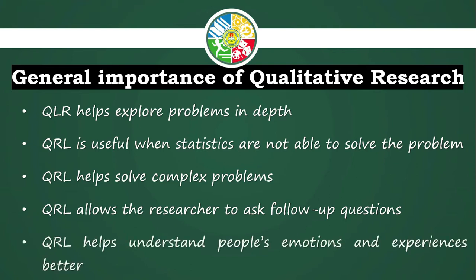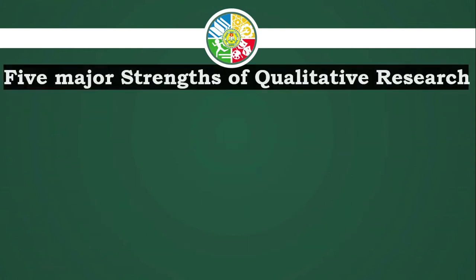QRL helps understand people's emotions and experience better. With QRL, we are able to talk to people, hear their joys and their pains, see how they behave in a natural setting, and ask them why they behave like that. We can see things as they happen so that we can explore their emotions.